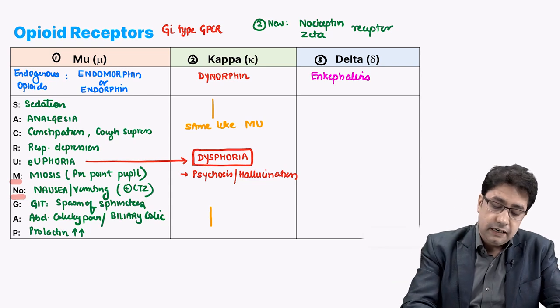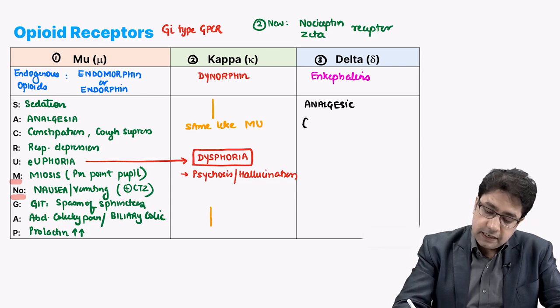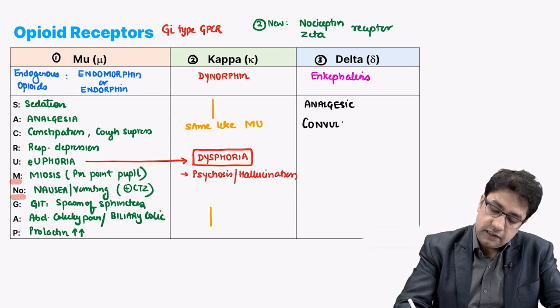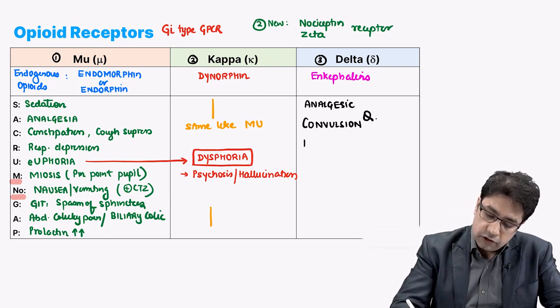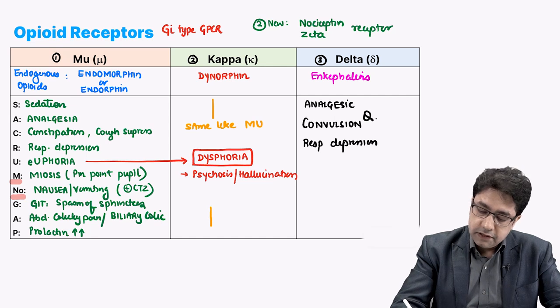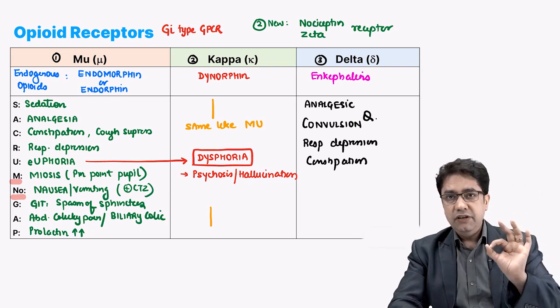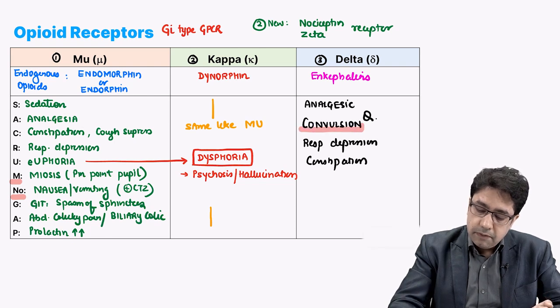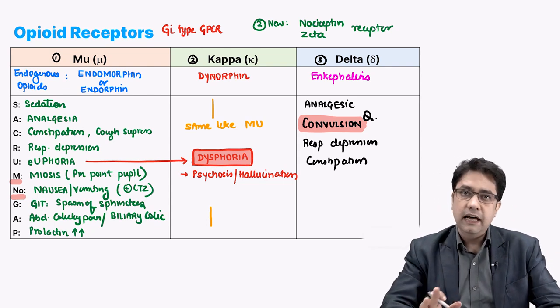That is enkephalin. Delta receptor also produces an analgesic effect. So, all receptors produce an analgesic effect, a pain relieving property. Which receptor produces convulsions? This is a specific effect of delta receptors. Now, they also produce respiratory depression, the cause of death. And just like mu opioid receptors, they also produce constipation. Now, the point is, the specific effect of delta receptor we have to remember is convulsions. And the specific effect of kappa receptor we have to remember is dysphoria, that is psychosis and hallucination.